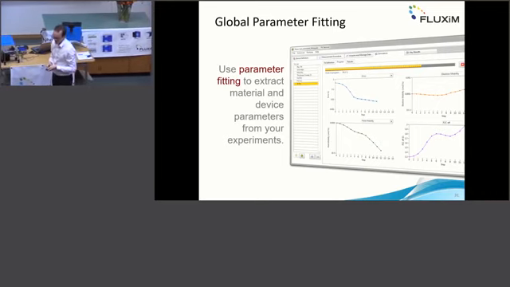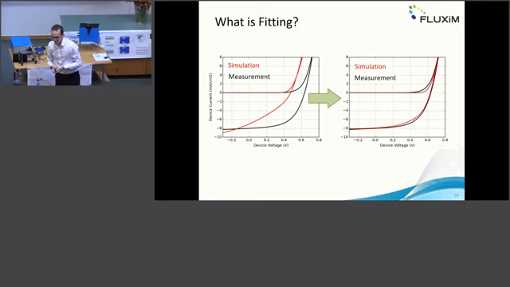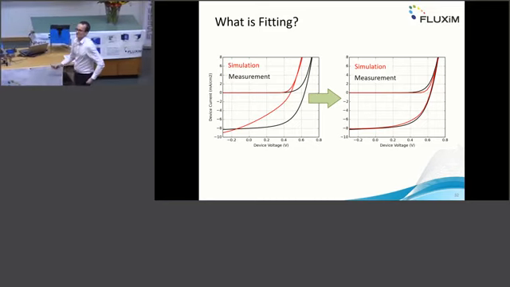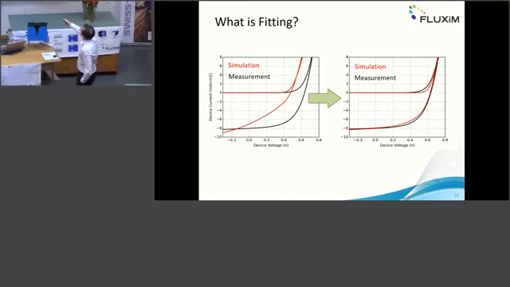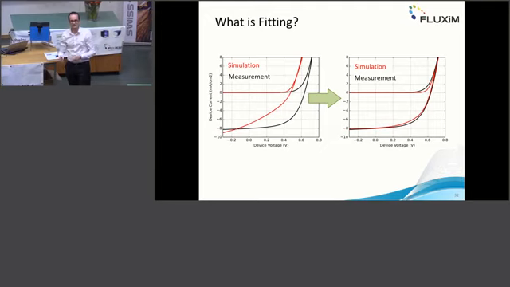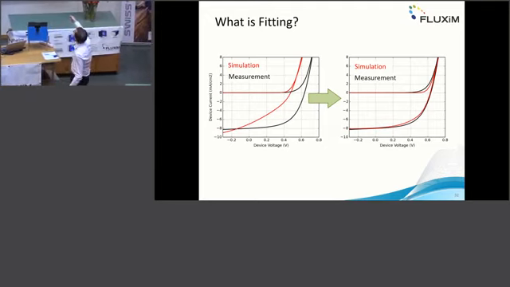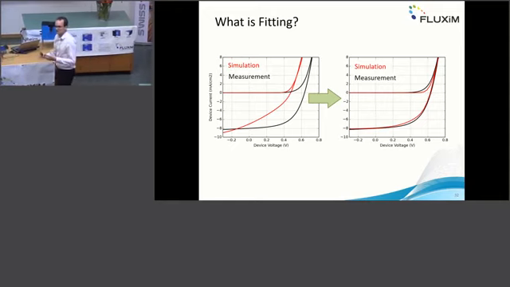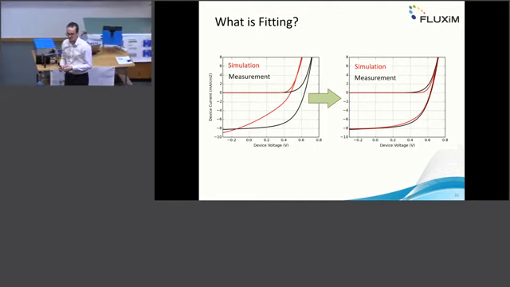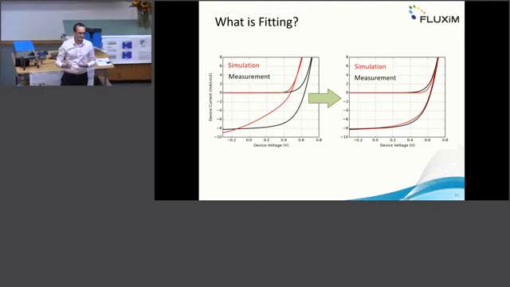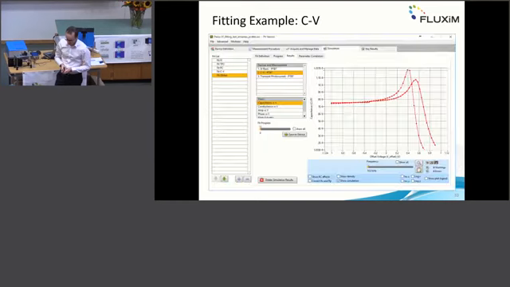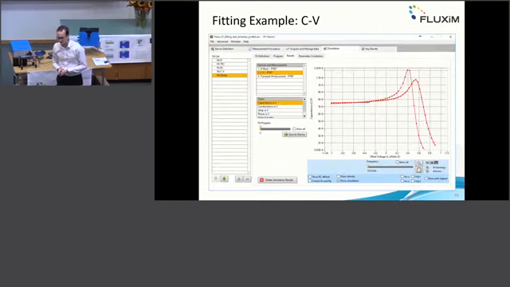Simplified, it would look like this. First you have an IV curve in light and in the dark. You have some initial simulation here where it doesn't match. You define some parameters you want to tweak, and then the software does it, and half an hour later, or even less, you have a nice match, and simulation and measurement agree with each other. So that's our way of understanding parameter extraction.